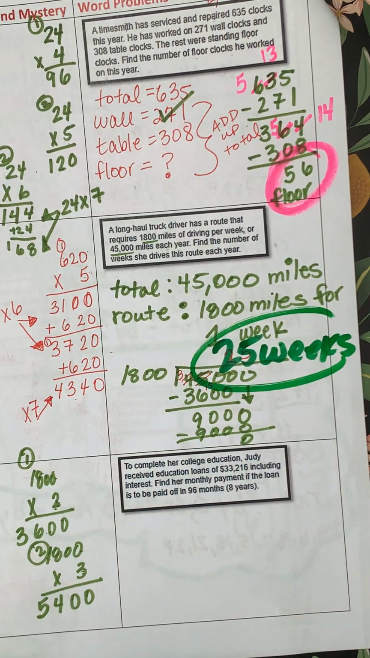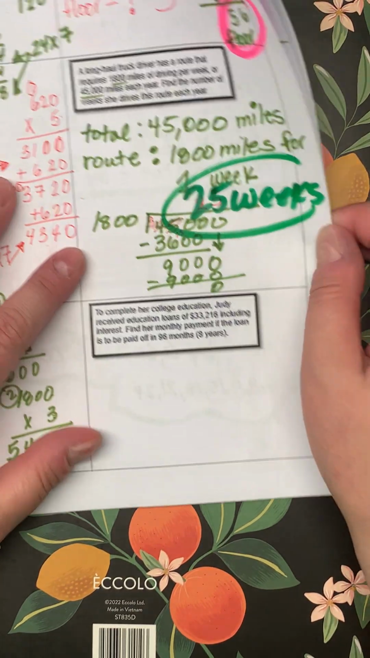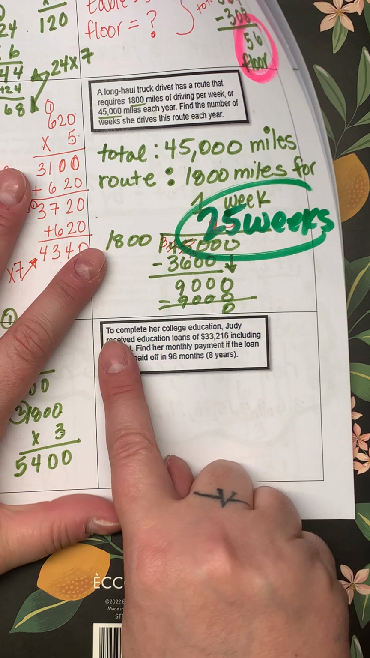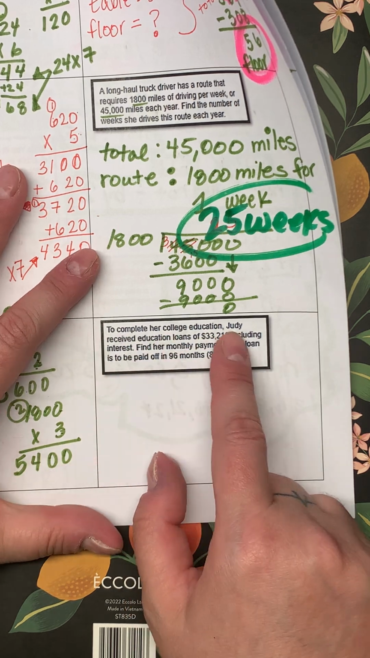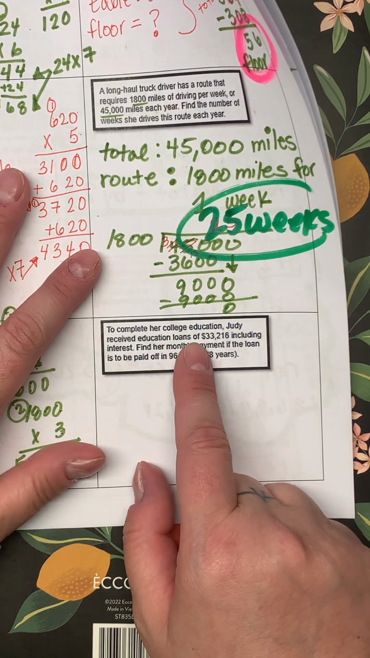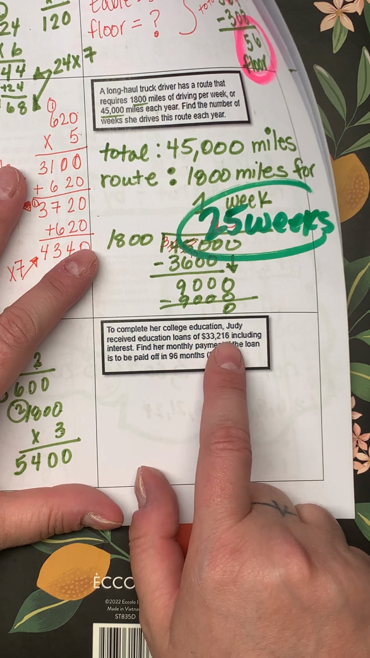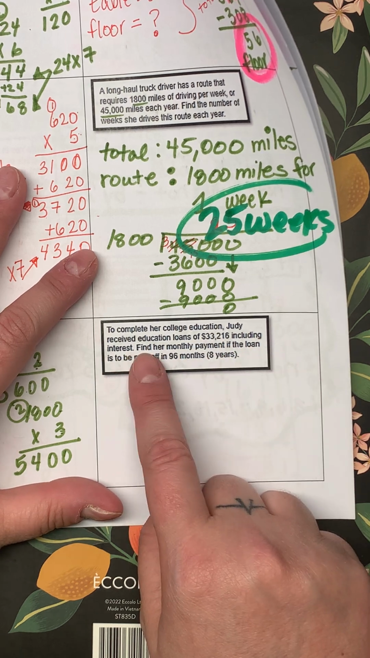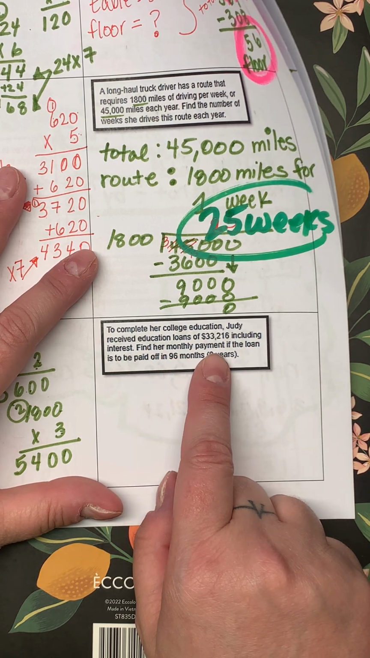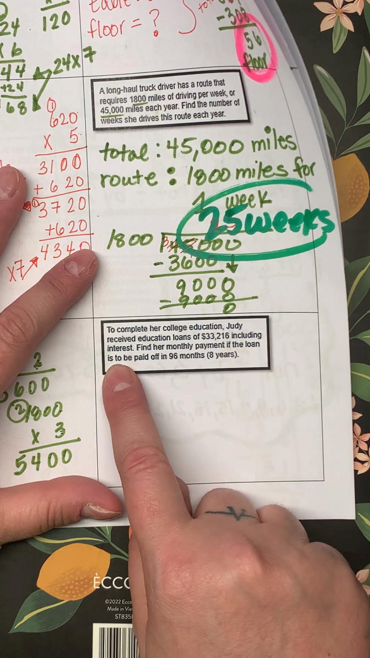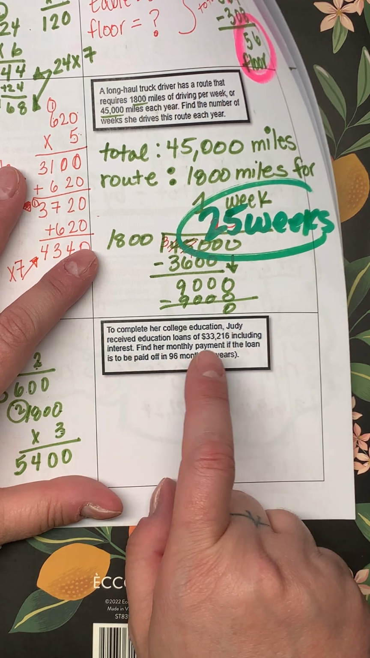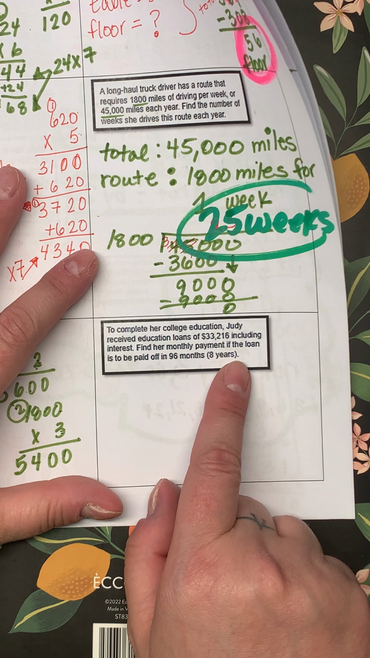All right, let's look at this last one. It says, to complete her college education, Judy received education loans of $33, blah, blah, blah, including interest. Find her monthly payment if the loan is to be paid off in 96 months or 8 years.